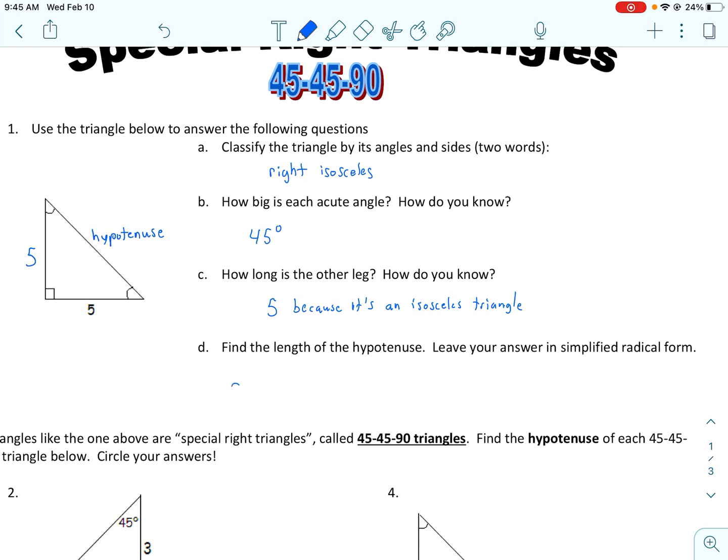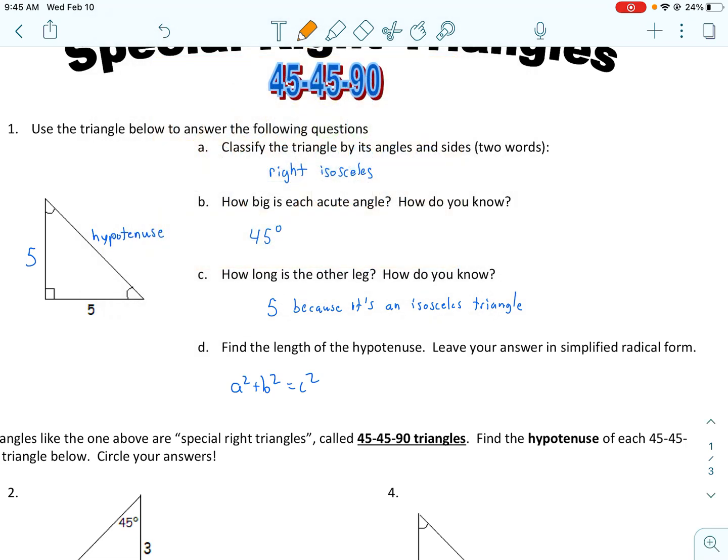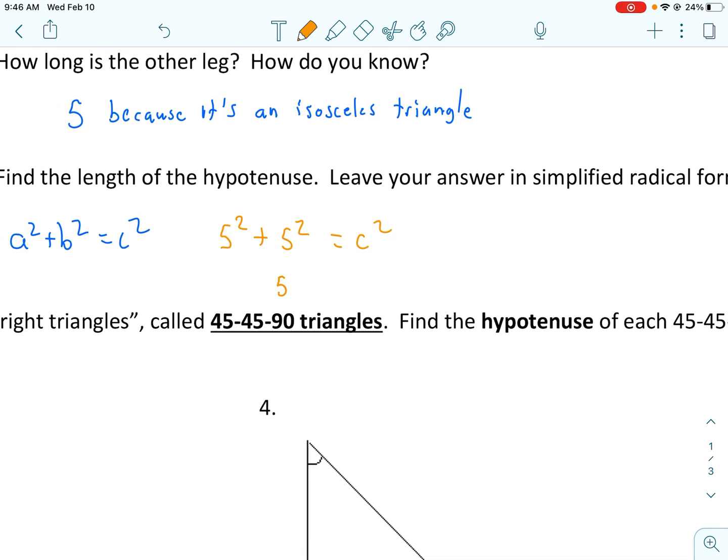So we're going to use the Pythagorean theorem. a squared plus b squared equals c squared. So let's do this. a is 5, so 5 squared. b is also 5. Remember, it doesn't matter which one you call a or b, but the hypotenuse always has to be called c, or it has to be the biggest one. So we get 25 plus 25 is 50 equals c squared.